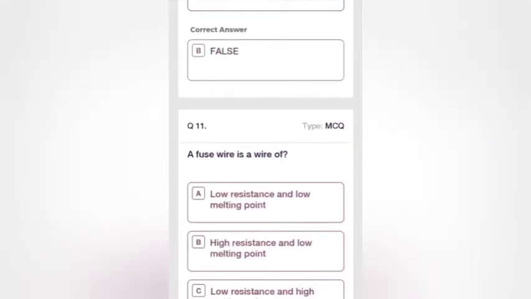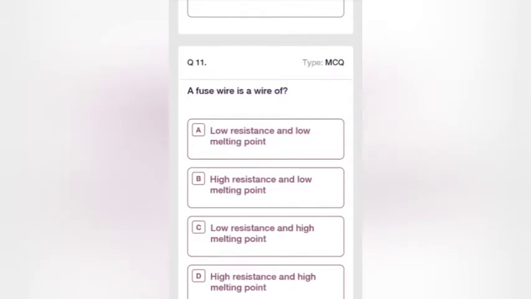A fuse wire is a wire of low melting point. Where do we have low melting point? Here. Low melting point is there in option A as well as option B. Low melting point, that's right. But whether it has low resistance or high resistance, it must have high resistance and low melting point. So option B is correct. Option B is correct. Clear? It should have high resistance and low melting point.